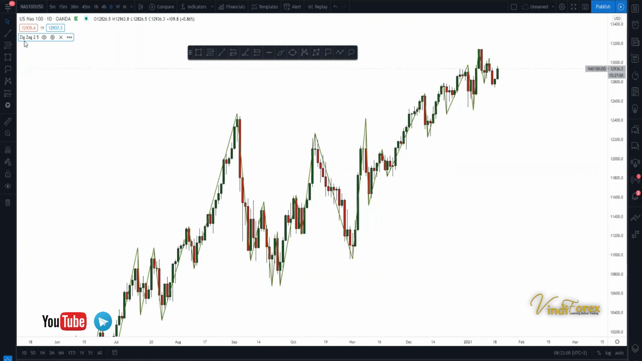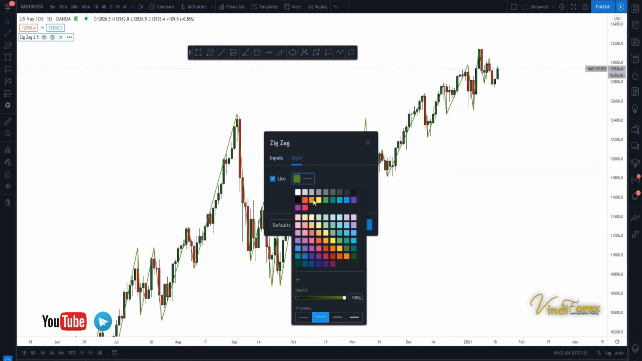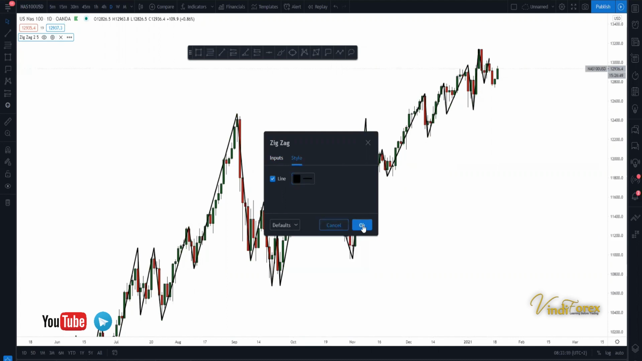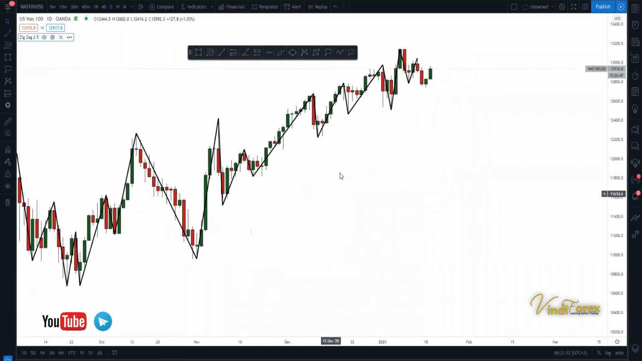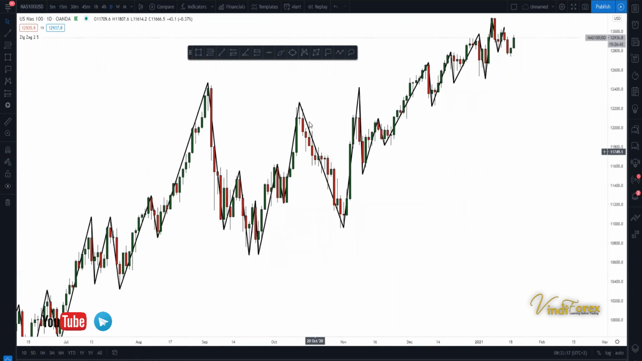You can click on it or come here to this settings icon and then go to style. Change the color. Let's also change the thickness. I like it thick. All right. Now that we've changed this, you can see we are having these lines being drawn on our charts.